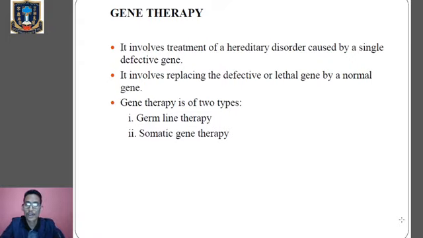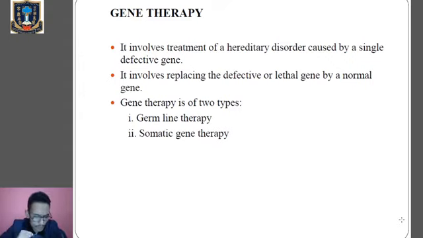Okay, role of biotechnology in the field of medicines. We'll talk about gene therapy. So gene therapy involves the treatment of a hereditary disorder caused by a single defective gene. So gene therapy is mainly used in the treatment of hereditary diseases, those diseases which are transmitted from the parents to the offspring, which are mainly caused by a defect in a single gene. So those defective genes can become functional with the help of the gene therapy process.